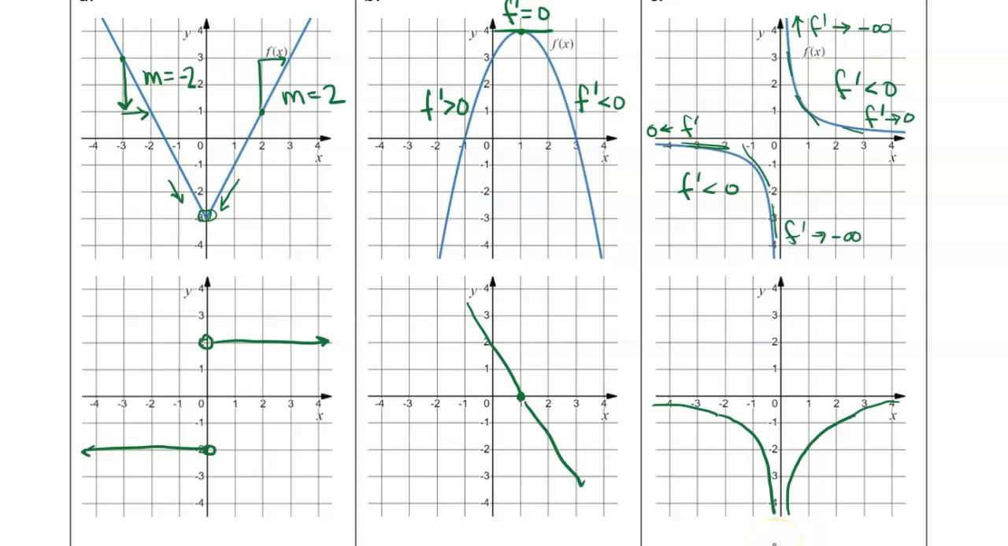So that would be a sketch of the graph of the derivative of that function. This is actually 1 over x. This is the graph of 1 over x. It turns out that the derivative is negative 1 over x squared. So we'll get into that more later on.